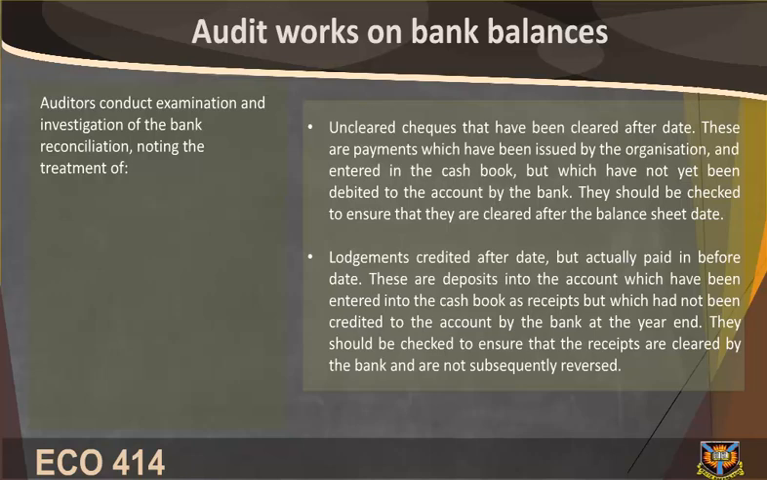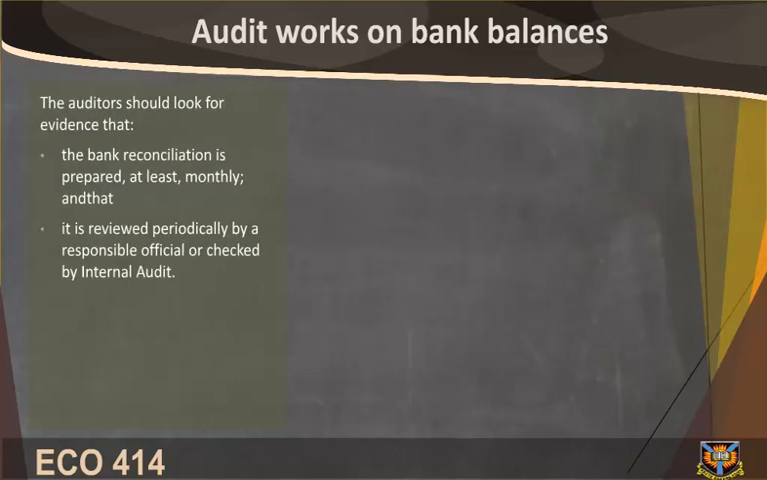Lodgements credited after date, but actually paid in before date. These are deposits into the accounts which have been entered into the cash book, but which had not been credited to the account by the bank at the year end. They should be checked to ensure that the receipts are cleared by the bank and are not subsequently reversed. The auditors should look for evidence that the bank reconciliation is prepared at least monthly and that it is reviewed periodically by a responsible official or checked by internal audit.